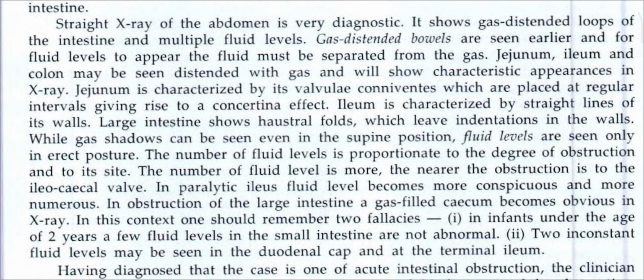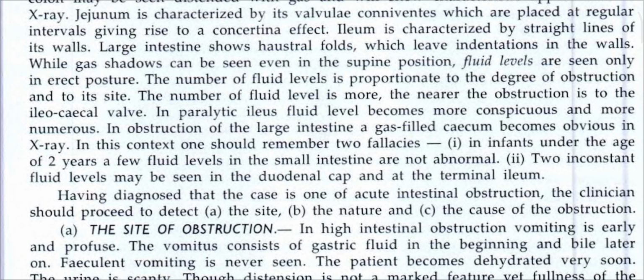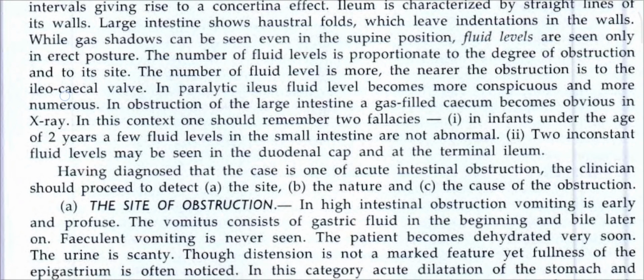The number of fluid levels is proportionate to the degree of obstruction and to its site. The number of fluid levels is more, the nearer the obstruction is to the ileocecal valve. In paralytic ileus, fluid levels become more conspicuous and more numerous. In obstruction of the large intestine, a gas shadow becomes obvious in X-ray. In this context, one should remember two fallacies. In infants under the age of 2 years, a few fluid levels in the small intestine are not abnormal. Two inconsistent fluid levels may be seen in the duodenal cap and at the terminal ileum.